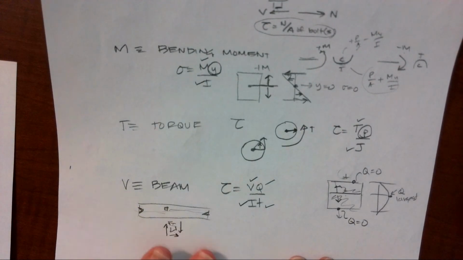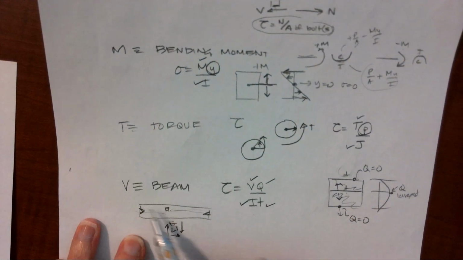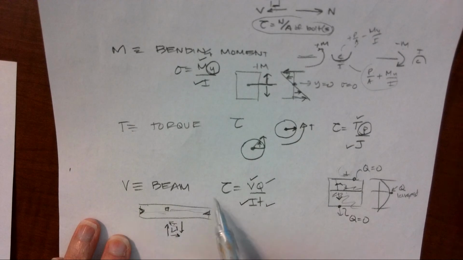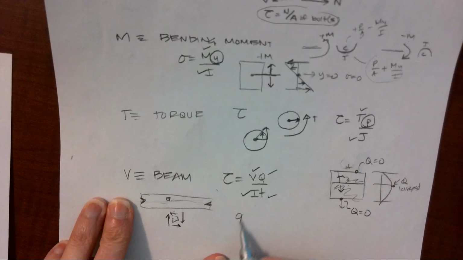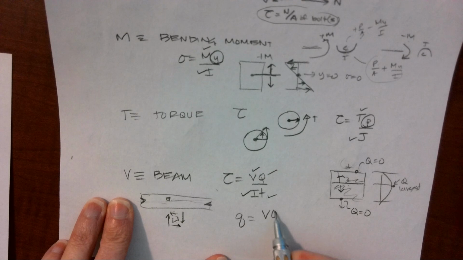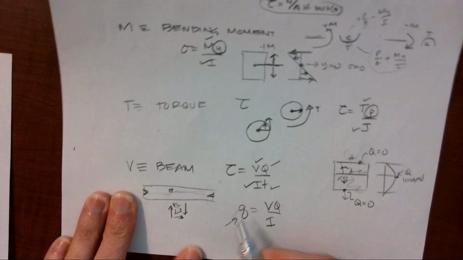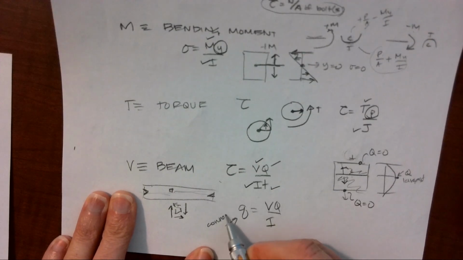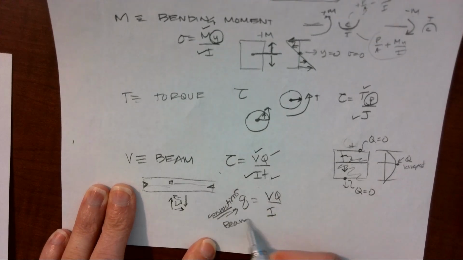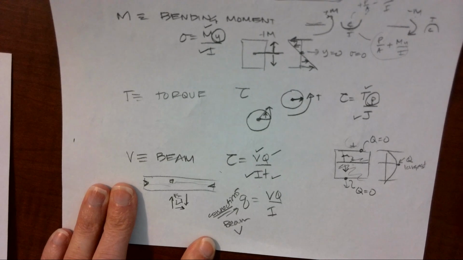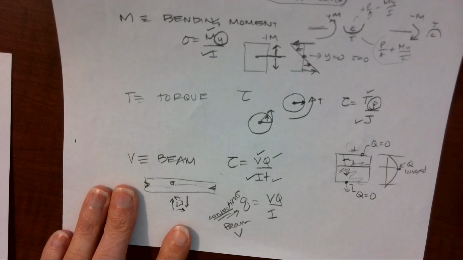We're going to find on Monday, when we start looking at connections with shear, that we're going to end up with shear flow equals VQ over I. And this is going to be for connections, but it's specifically from beam shear. This is not the tau equals V over A from normal stress.